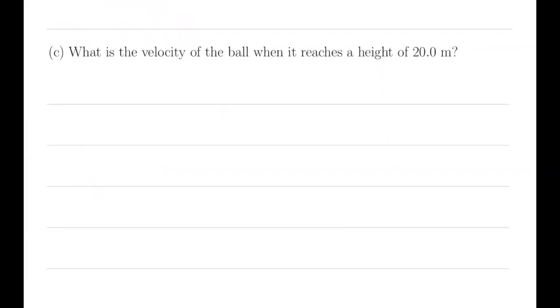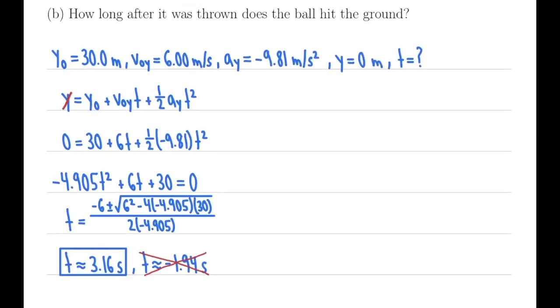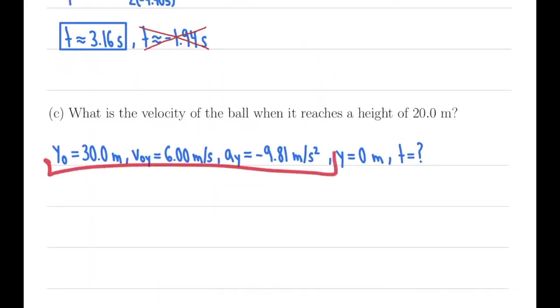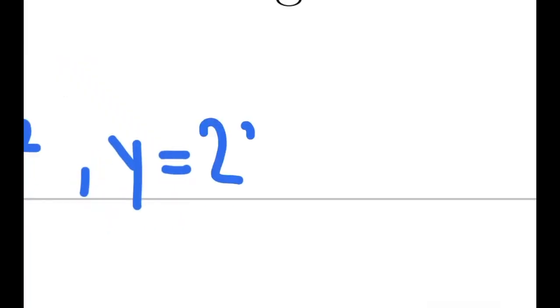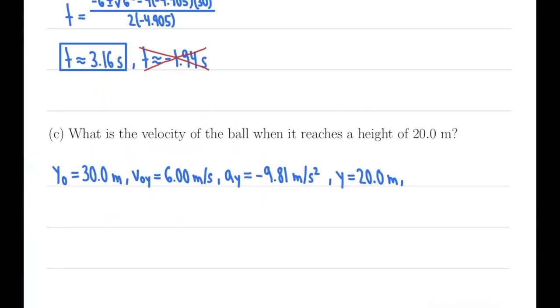Let's do part C. What is the velocity of the ball when it reaches a height of 20 meters? So again, let's write our knowns. Well, we have the initial velocity. It sounds like we're looking for a final velocity. That's right. These three knowns stay the same. We have the initial position, initial velocity, acceleration. This time, the final height, instead of hitting the ground and being 0, it's 20 meters. That's all we know, and we're trying to figure out the final velocity.